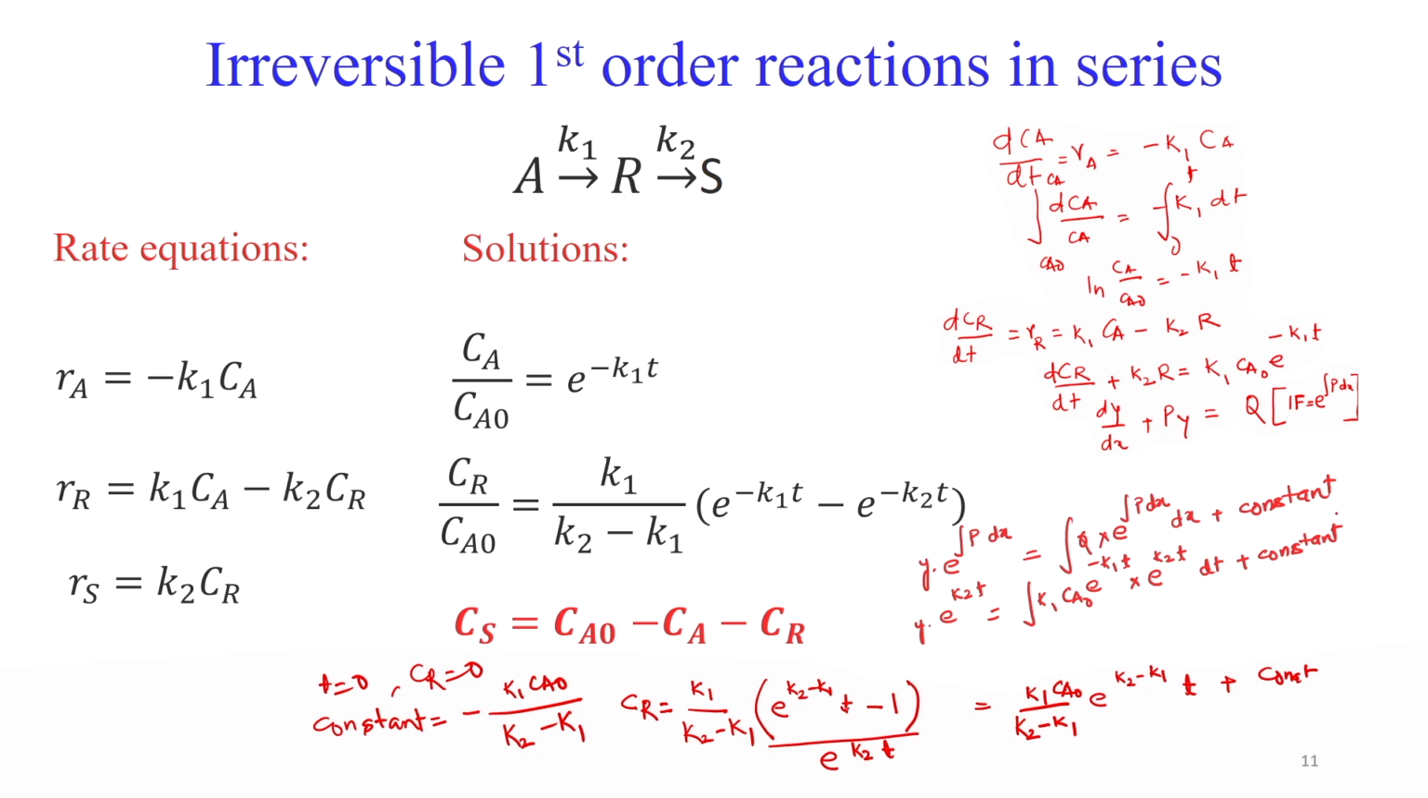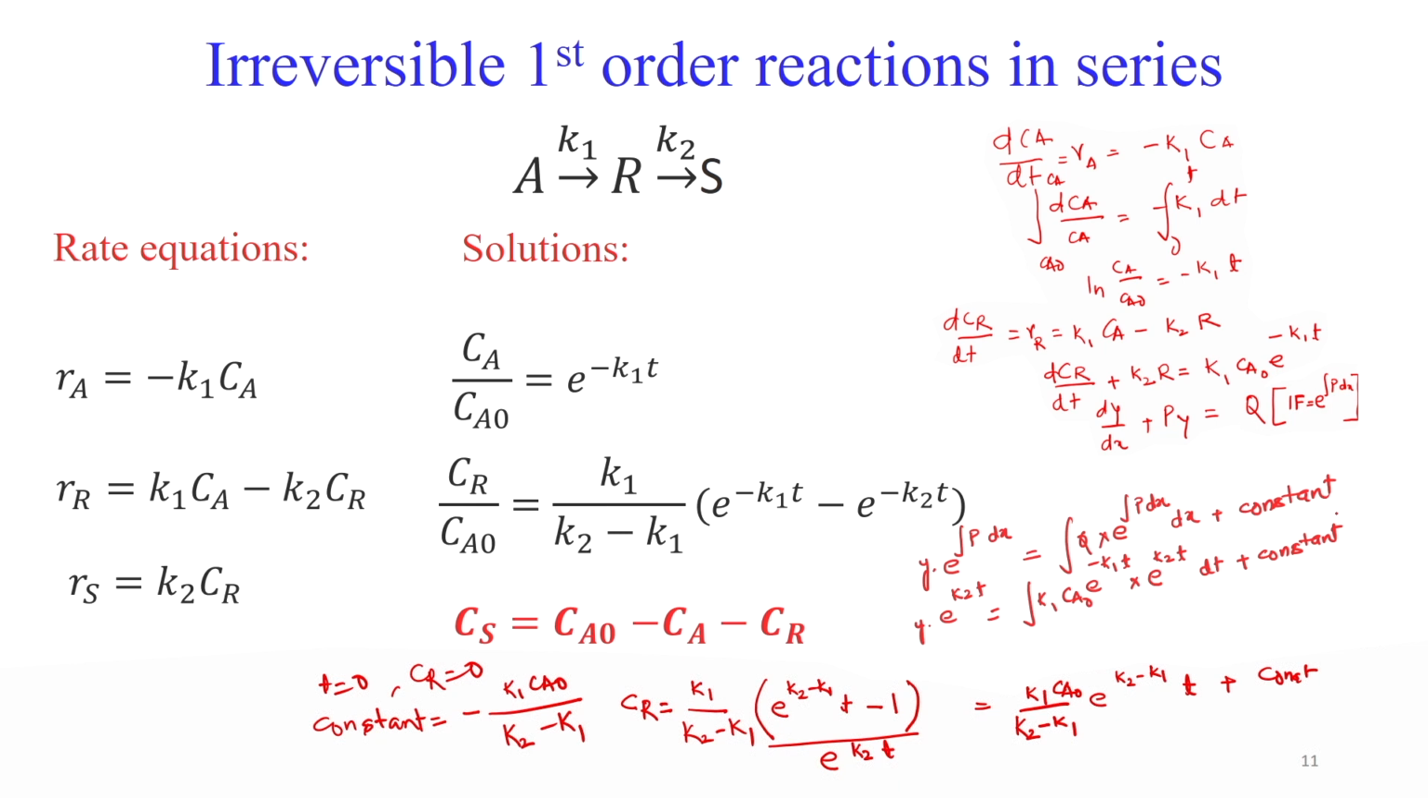So, if you just divide this, here the k2 will be cancelled out, here will be e to the power minus k2t. So, if you solve here, we will get k1 upon k2 minus k1 times e to the power minus k1t minus e to the power minus k2t. So, in this way you will be able to calculate the concentration of the R, Cr. Now, go to the third equation. Third equation is the Rs.